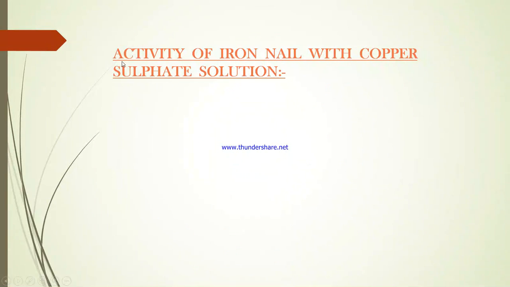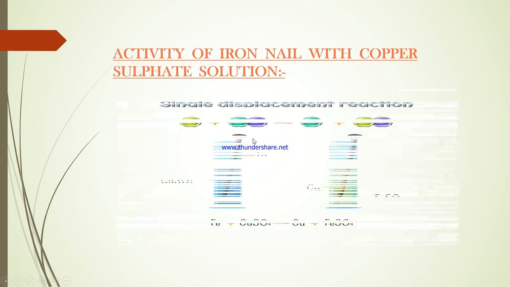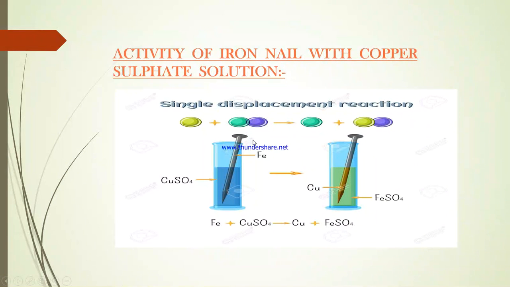Coming to a very important topic regarding the activity of an iron nail with copper sulfate solution. How does it take place? We have to prepare a solution of copper sulfate, which is blue in color. You can look forward. We have dipped an iron nail in this copper sulfate and let it stand for some time. You will observe the blue color of copper sulfate will change into green color.